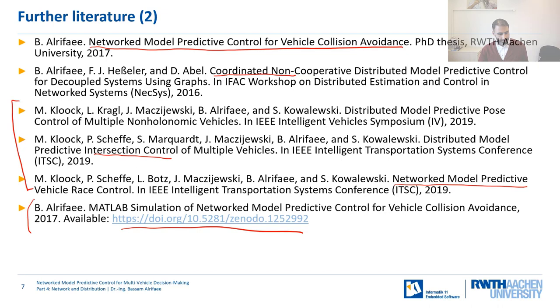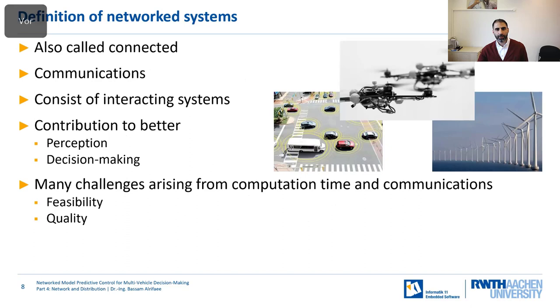Okay. So we start with a definition of networked systems. Actually, I showed this definition also in the introduction as a definition of networked vehicles. It is again the same, also called connected. But here in general, we assume that we have communications. This is an important point in this lecture, that we assume communications.